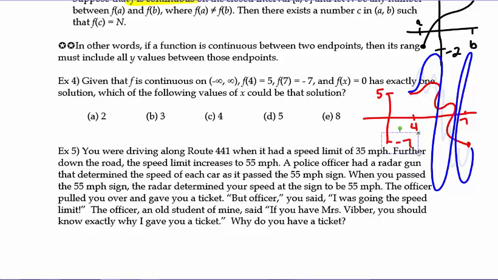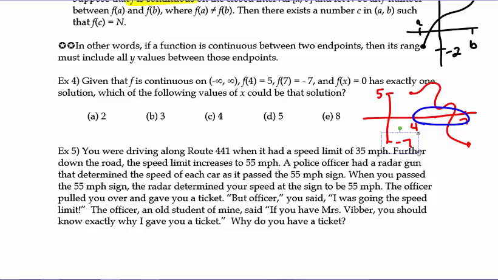So if that's true, and then they tell me that f of x equals 0 has exactly one solution, that means it only crosses the x-axis once. Doesn't that have to happen in here? Can I get from 5 to -7 without crossing the x-axis? No, that's ridiculous. So somewhere between 4 and 7, there has to be a 0. Now, I don't know where, but somewhere between 4 and 7 that has to happen. The only one of those choices that's between 4 and 7 is 5.